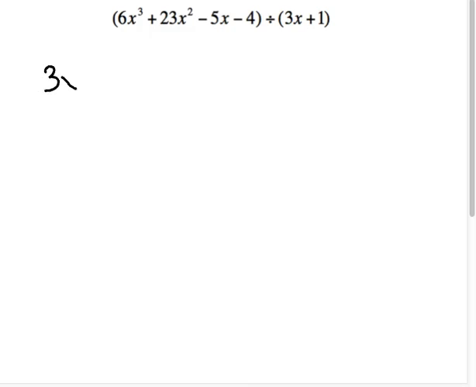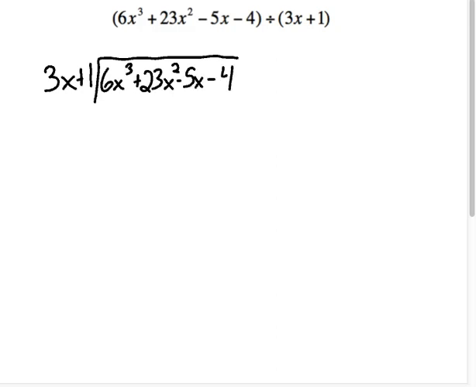So 3x plus 1, I'm dividing the 6x cubed plus 23x squared minus 5x minus 4. I start my process. What can I multiply 3x by to cancel 6x squared? Well, 3 times 2 gives me the 6. Then I need an x squared to get the x to become an x cubed. So I need 2x squared in this case.